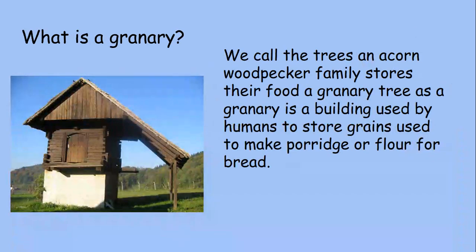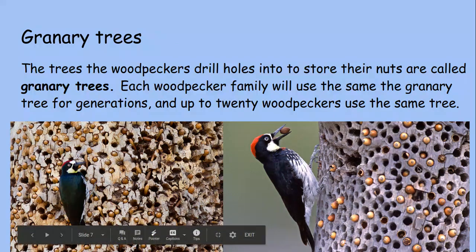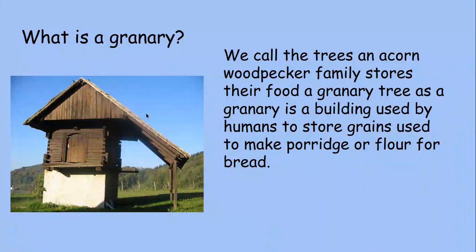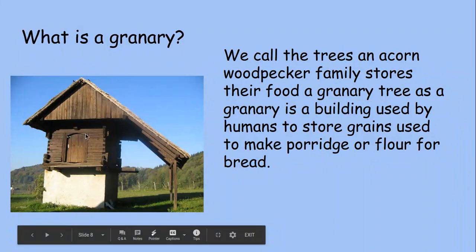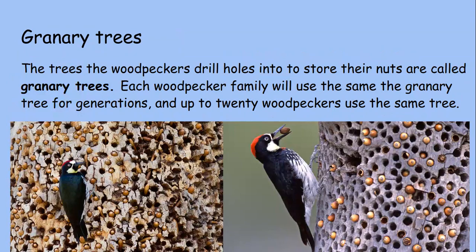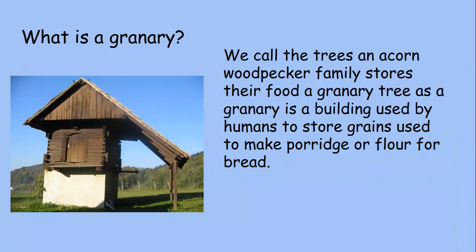Very nice. So what is a granary? Why are they called granary trees? So we call the trees an acorn woodpecker family stores their food in a granary tree, as a granary is a building used by humans to store grains used to make porridge or flour for bread. So we call these guys a granary tree because they are storing their food in there. And a granary is where we store our food, where we used to store our food back in the day. So yeah, historically we used granaries, and now woodpeckers are still using granary trees to protect their food.